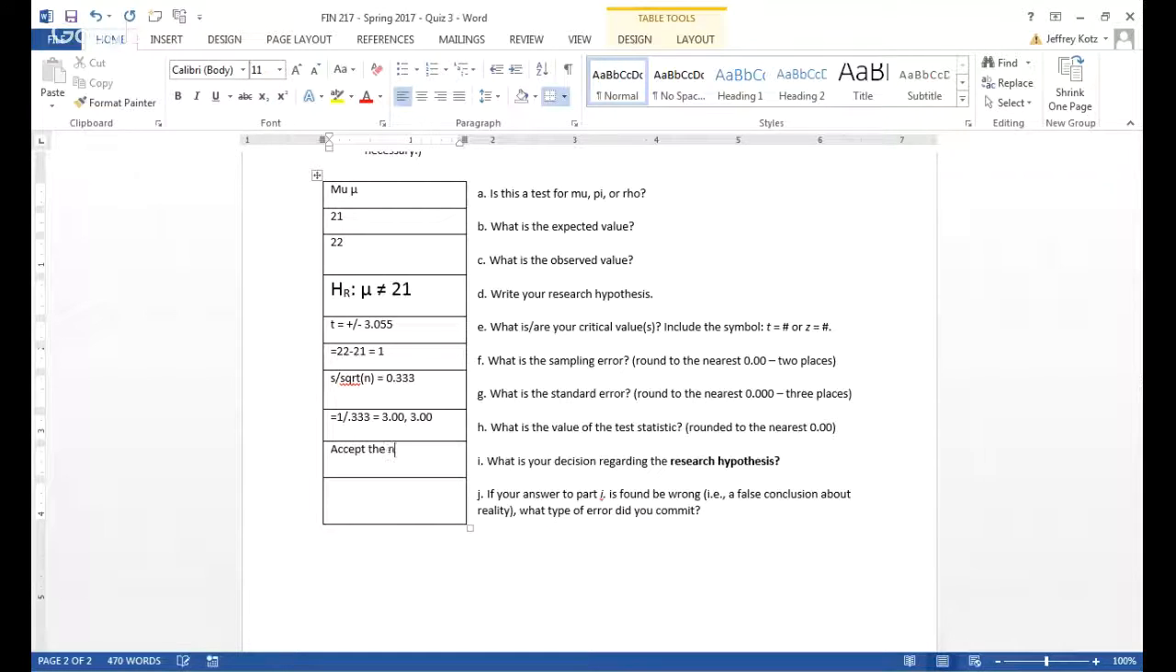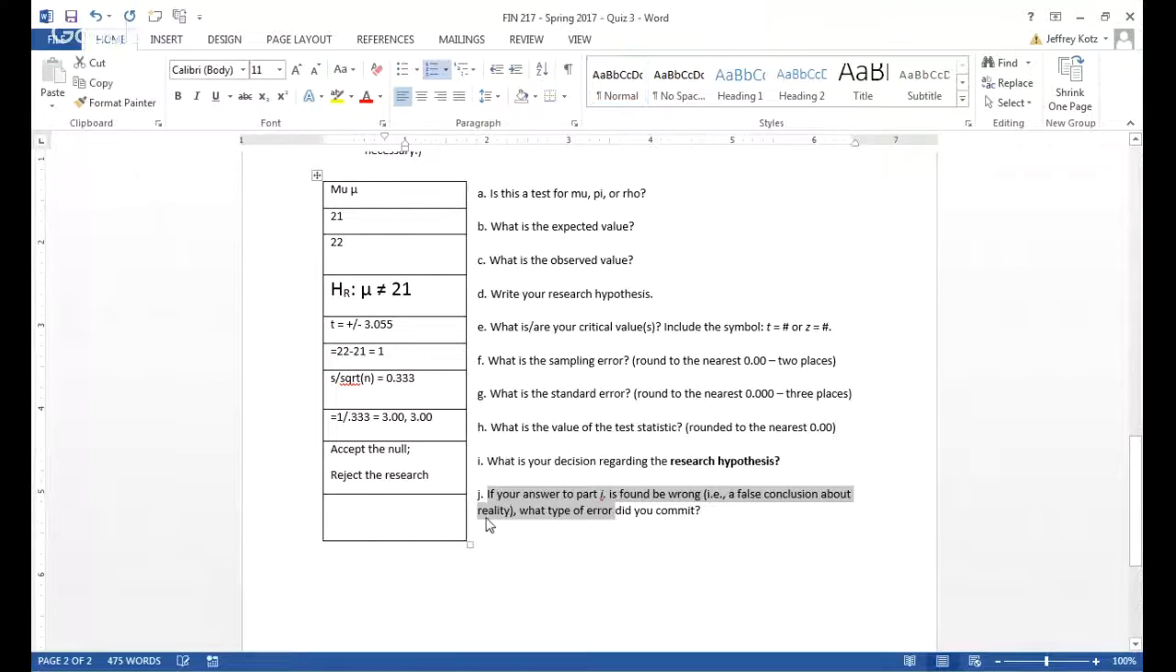We accept the null, meaning we reject the research hypothesis. We say that, nope, wearing a tie has not caused a change in attendance. This was observed over the course of 13 days. 13 days is a pretty small sample size.